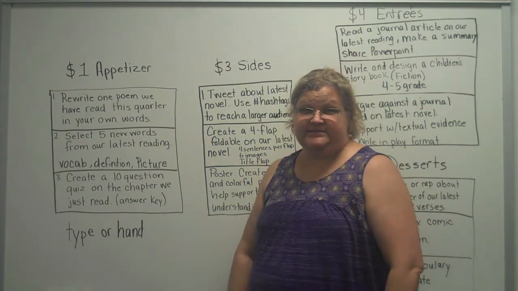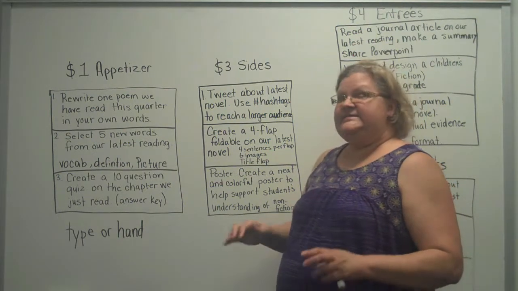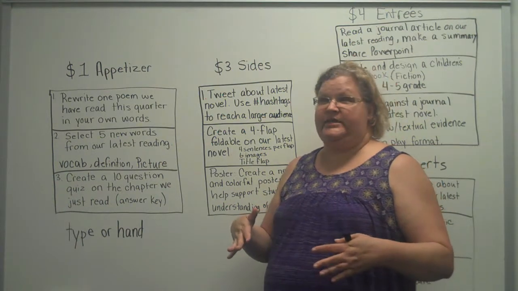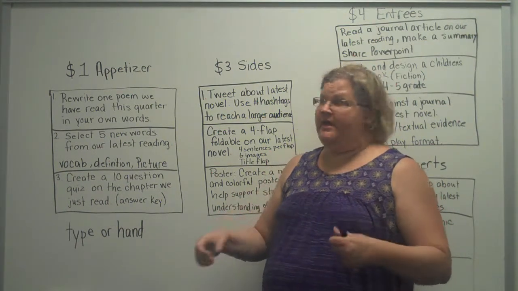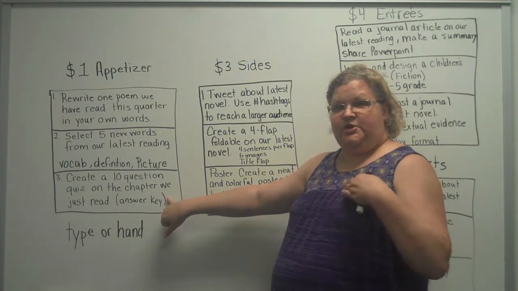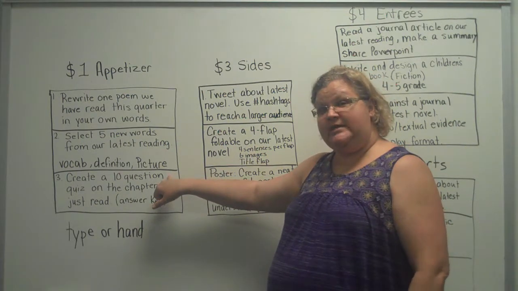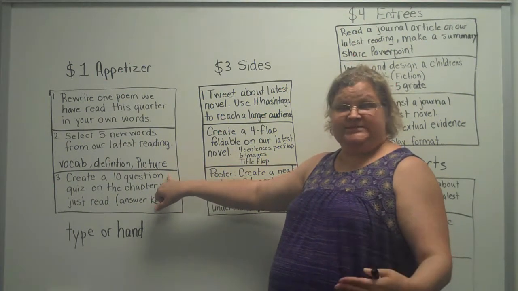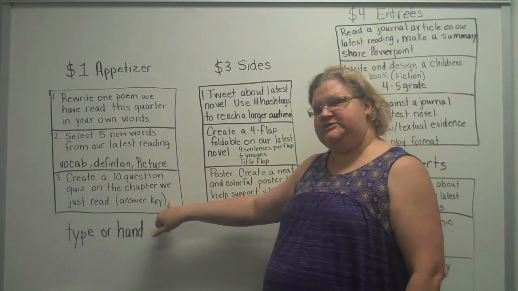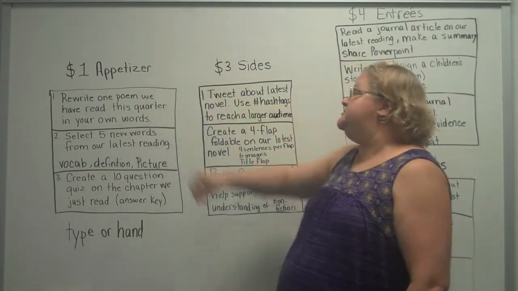The last option you have for your appetizers is to create a 10-question quiz on the chapter we just read in our latest novel. The important thing I want you to remember when you're writing this quiz is to leave the questions open-ended, okay? I don't want any questions where the answer can just be yes or no. And then I want you to answer those. Have an answer key, so I know that you know the information. If I decide to use one of your questions on a quiz, or a test or an assessment that we have later on, you'll actually earn extra points, as long as you have that answer key so I know that you know what's going on. So that's what we're doing on Monday of this week.